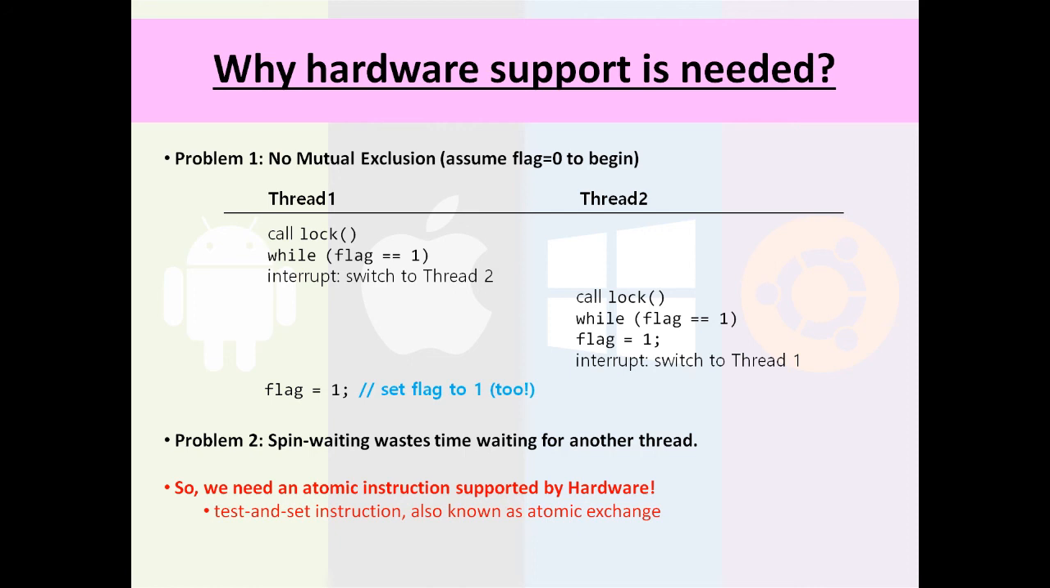So we therefore need an atomic instruction which is supported by hardware. And this is called the test and set instruction, which is also known as the atomic exchange. And this is what I'm going to be talking about in part B, the test and set instruction. And this will help to ensure both our mutual exclusion and decrease our waiting time.